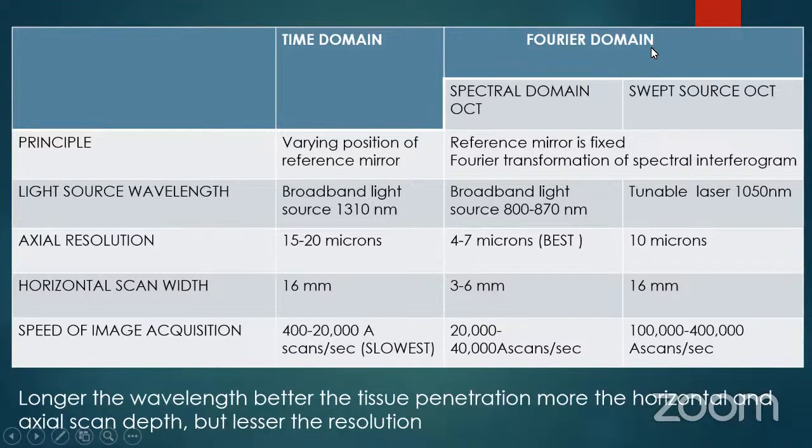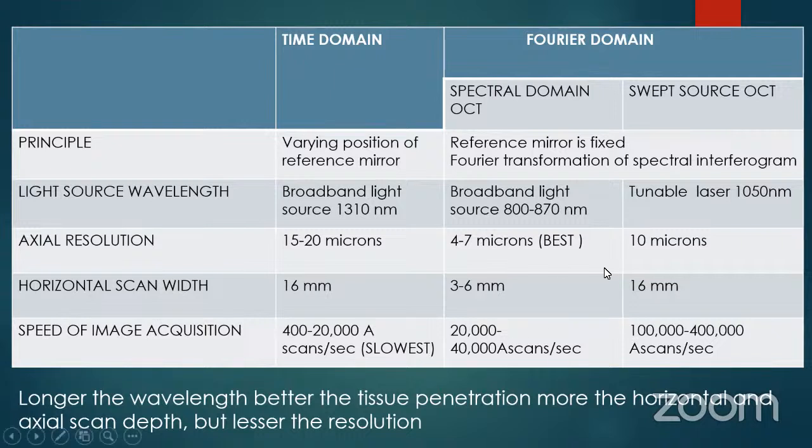Then we have two types of Fourier domain OCT, spectral and swept source. In both, the reference mirror is fixed. The light source wavelength is less in spectral, hence the resulting resolution is more. In swept source, the wavelength is increased a little bit, and the resolution is about 10 microns, but the image acquisition speed is maximum in swept source. From this table, we can see as the wavelength is more, the tissue penetration is more, and the scan depth is more, but the resolution is less.